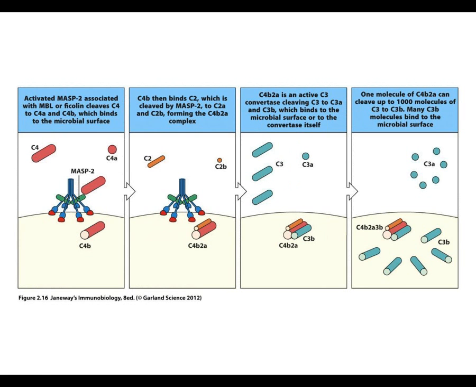So the lectin pathway and the classical pathway are very, very similar. It's just different proteins that get it started. It's either MASP, MBL, or ficolin and MASP, or it's C1 complex.